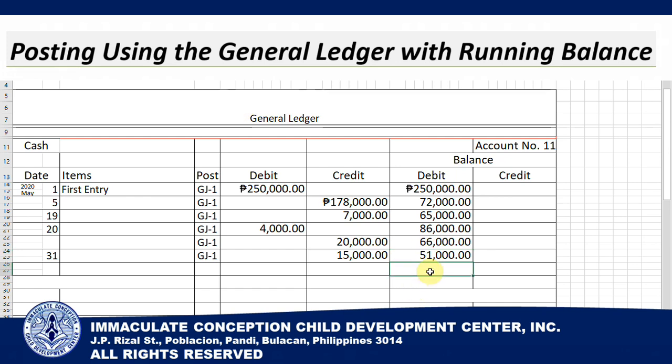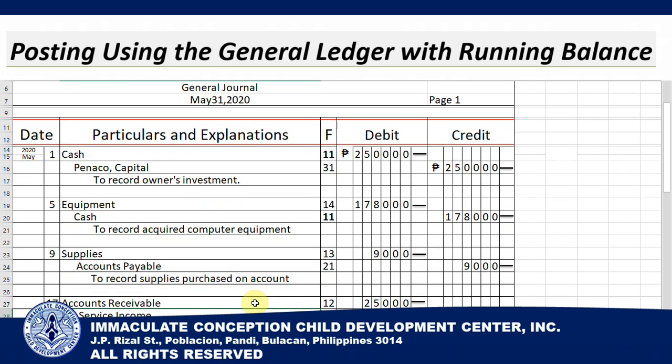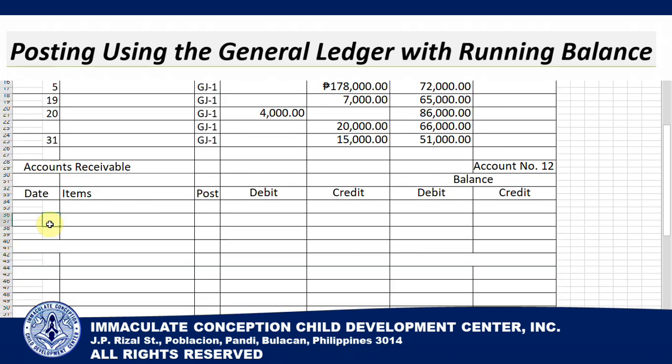Now we can proceed to our next account title. Going back to the Penaco Webpage Express transactions, our next account title is accounts receivable, because the account number of accounts receivable is 12. So let us post the amounts for accounts receivable. Before we write the account title, we need to leave a space, then write the account title and account number. So now we have accounts receivable, account number 12. Now put the title of each column. So we have date, items, post, debit, credit, and debit balance and credit balance.